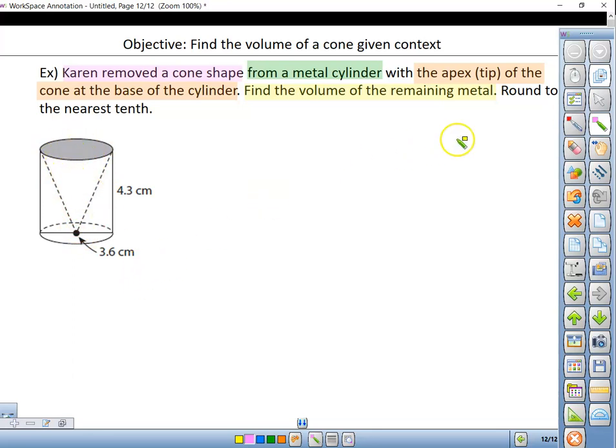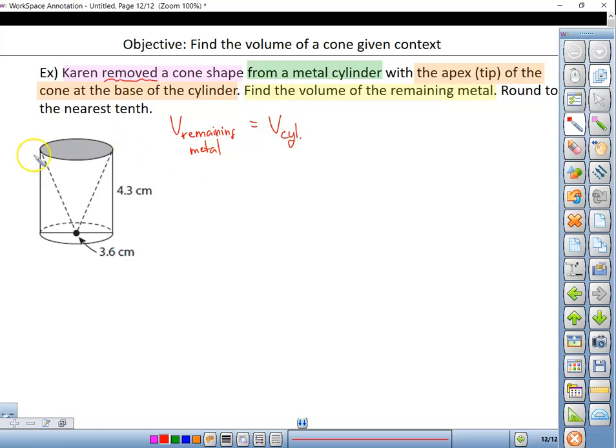So we've seen a problem like this before, where it's similar to a composite, but because we have a part being removed, we're going to need to subtract off that volume of what's being removed rather than add it. So we are looking here, the volume of the remaining metal would be the volume of the cylinder, which is the larger figure, minus the volume of the cone that is removed.